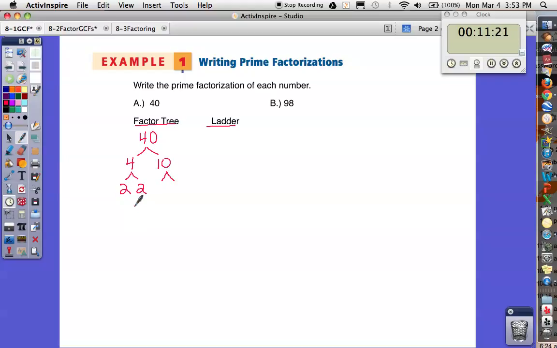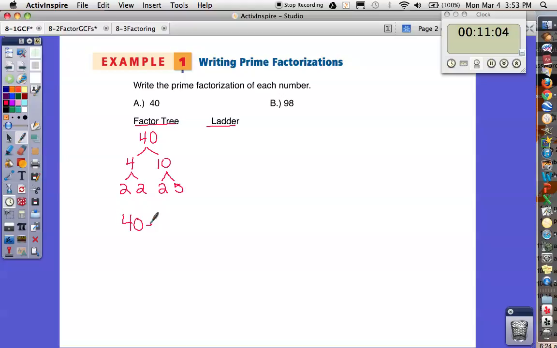Once you hit the prime numbers, you don't have to go any farther. So 2 cannot be factored any farther. It is prime, so we can leave that here. 10 can be broken up into 2 times 5. 2 is prime, 5 is prime. That's as far as you can take it. What is the prime factorization of 40?